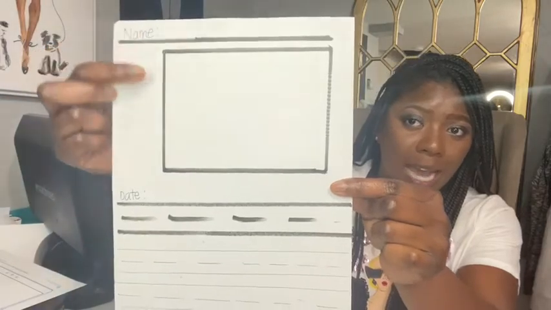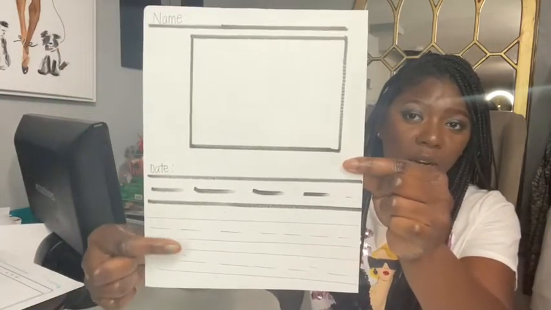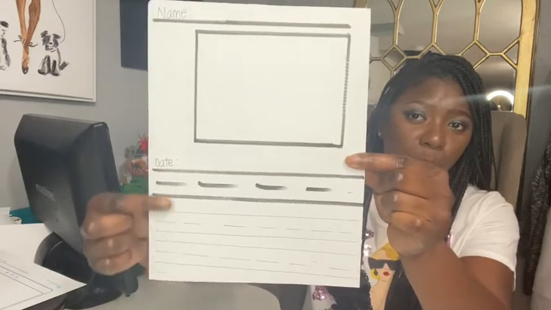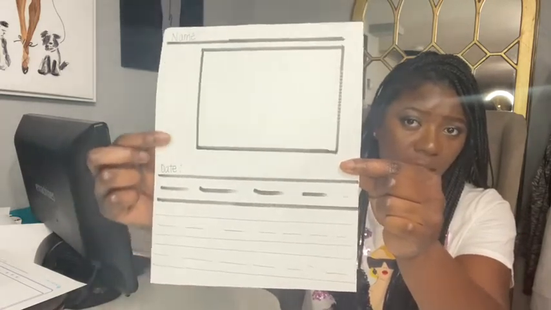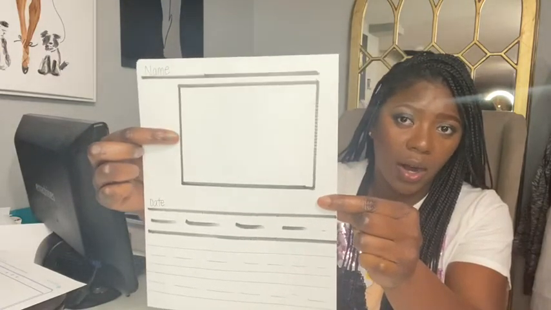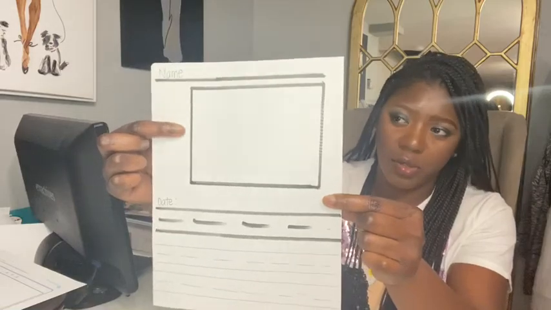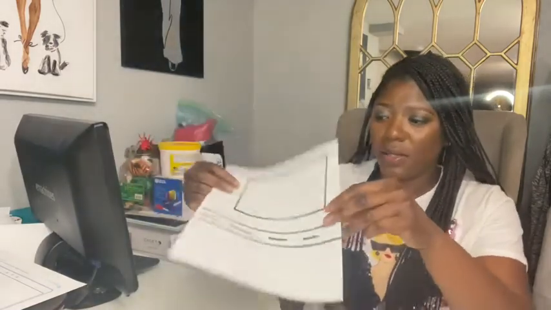It has the name up top. The box is usually for the artwork, and the bottom where the lines are is for the more proficient writer who knows to write the letters on the lines. But you want to give the children who aren't yet writing letter-like marks the top so they can do some actual artwork. All right, so let's get into it.